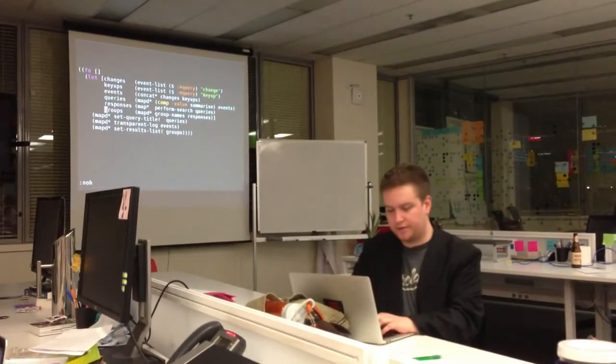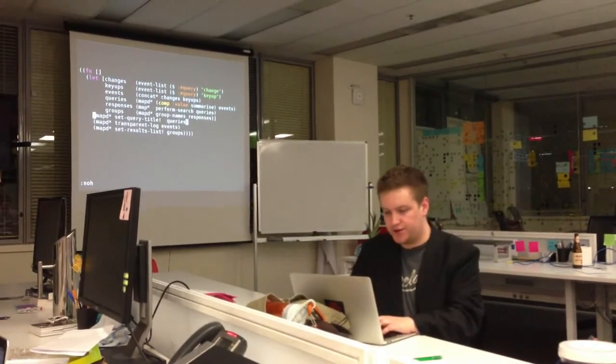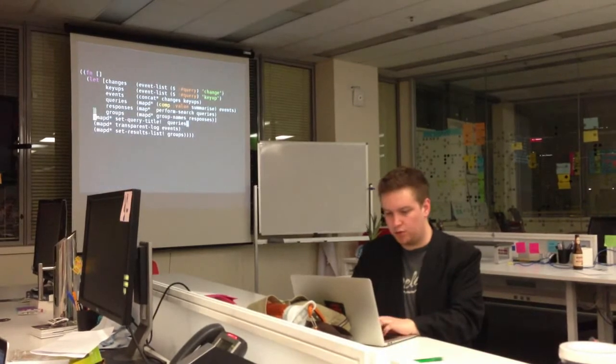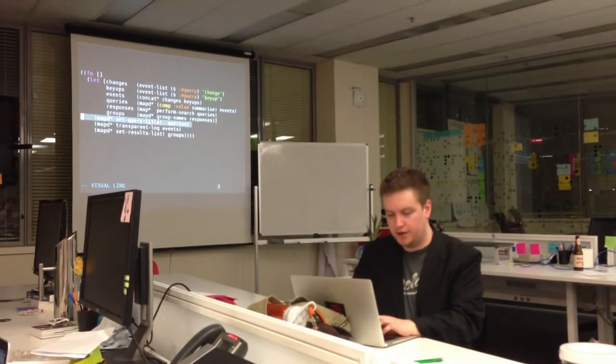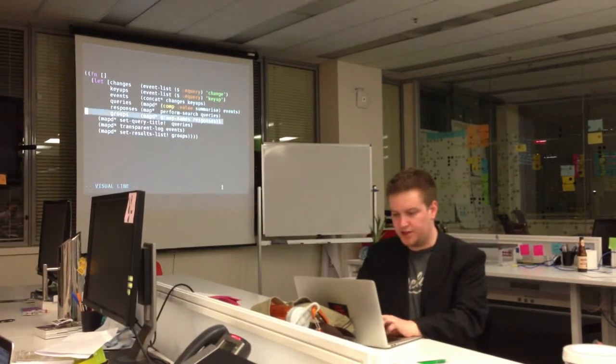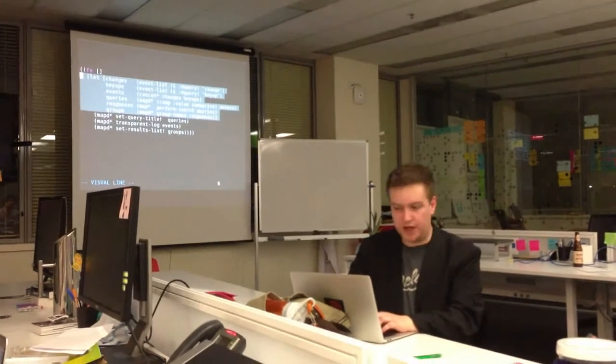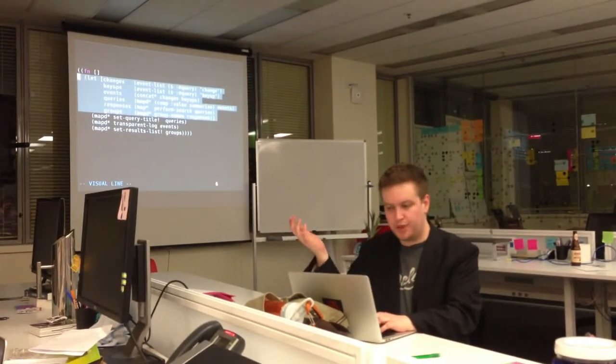So the style I've gone for here is that these three steps are all performing side effects. And so I've got them in the body of the let, whereas all of this stuff is basically functional. And so I've got that being given names.